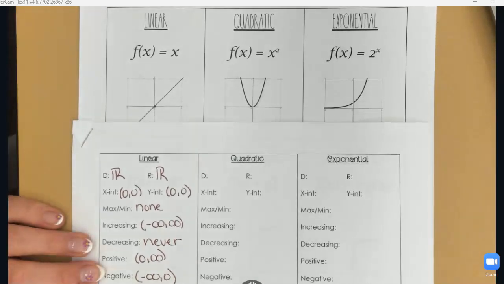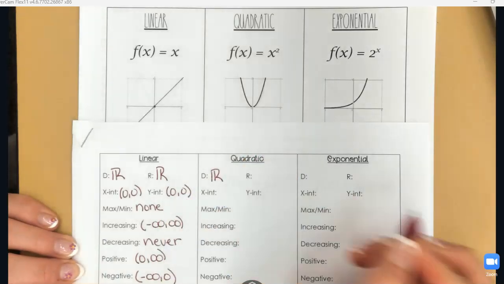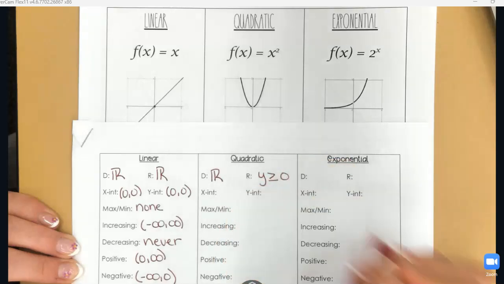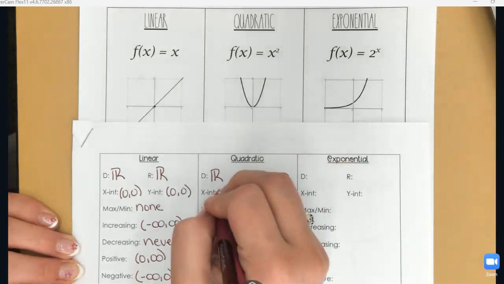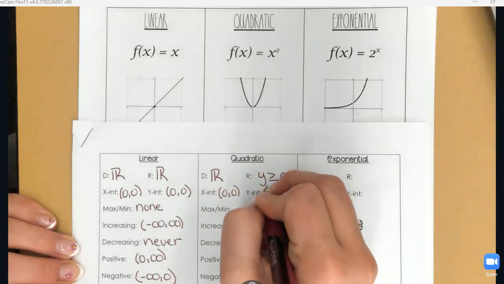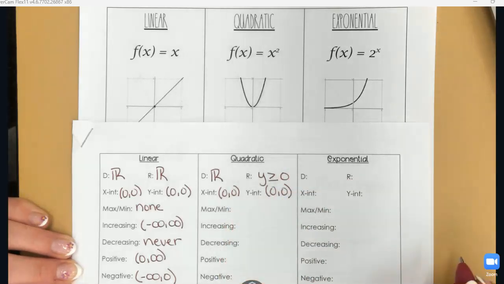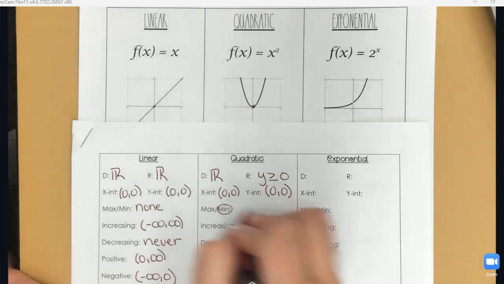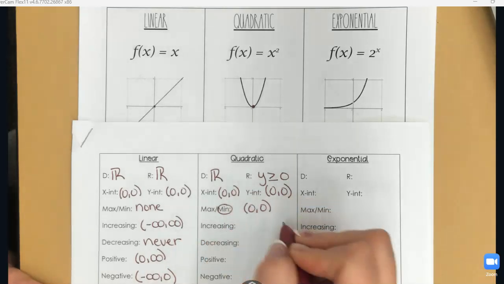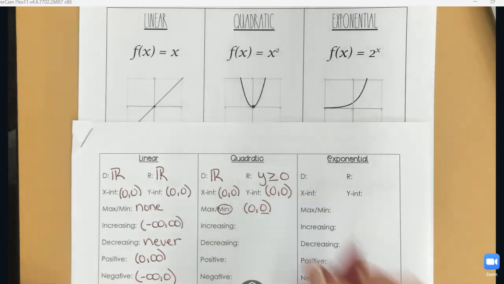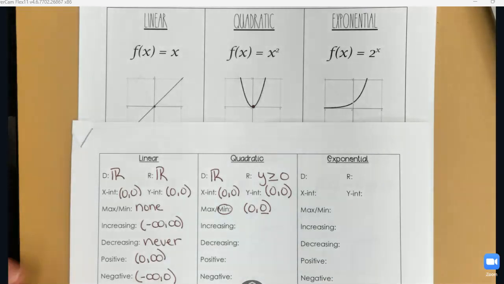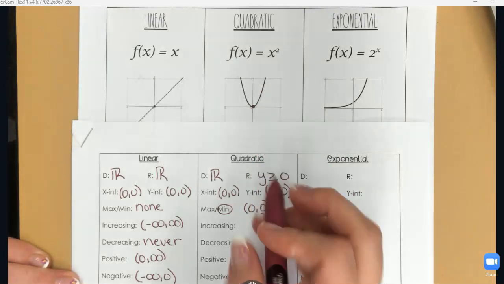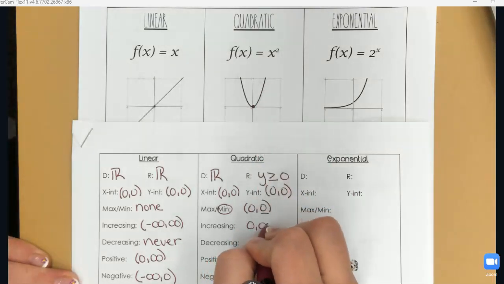Looking at quadratic, my domain is also all real numbers. This time my range is all y values greater than or equal to 0. We also pass through the origin, so we've got that x and y intercept both at 0, 0. This parabola does have a minimum, and that minimum is at 0, 0. And if you were asking about the minimum value, that would just be the y-coordinate. We're increasing, starting at that vertex, going off to positive infinity, so 0 to infinity.